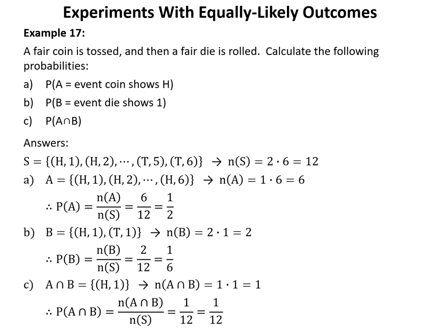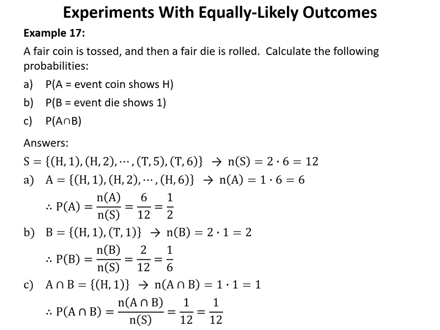In example 17, a fair coin is tossed and then a fair die is rolled, and we're asked to calculate the following probabilities. In part A, we're asked to find the probability of event A, which is the event that the coin shows heads. In part B, we're asked to find the probability of event B, which is the event that the die shows a 1. And in part C, we're asked to find the probability of the intersection of those two events.